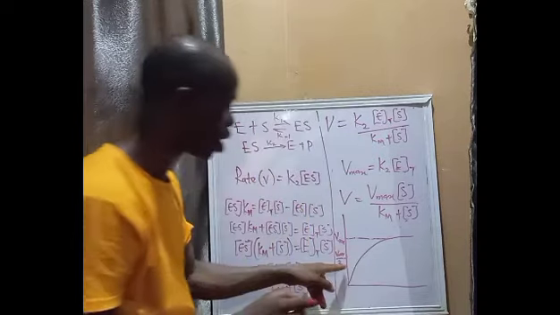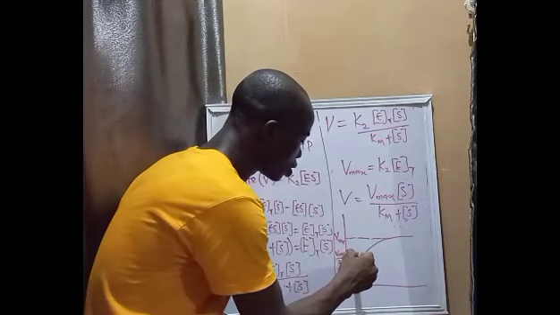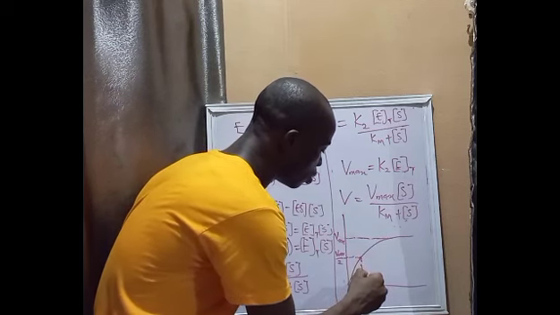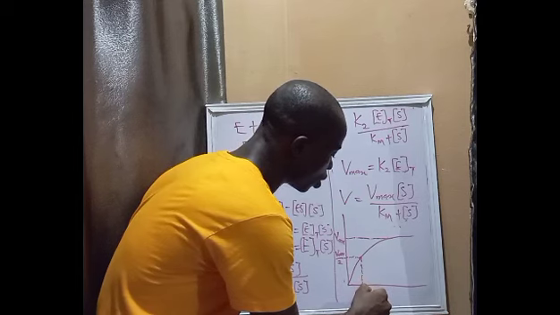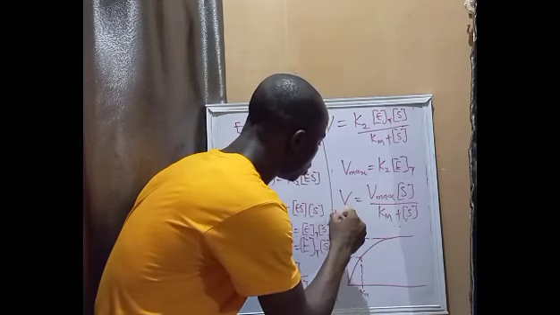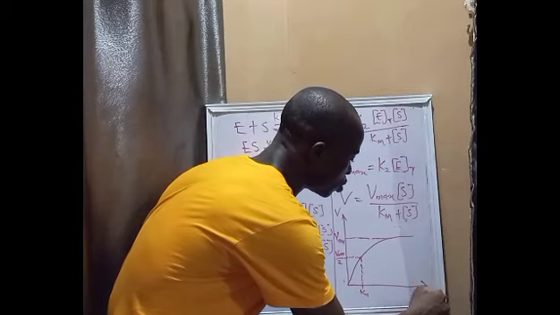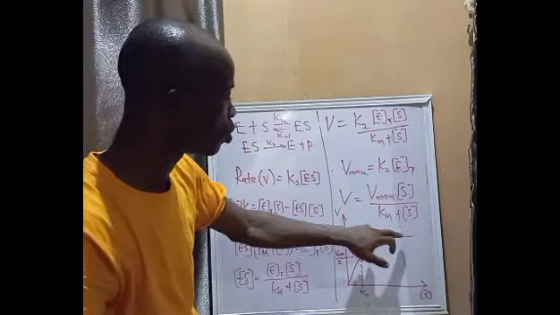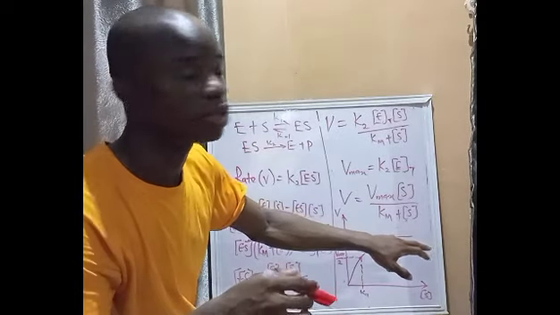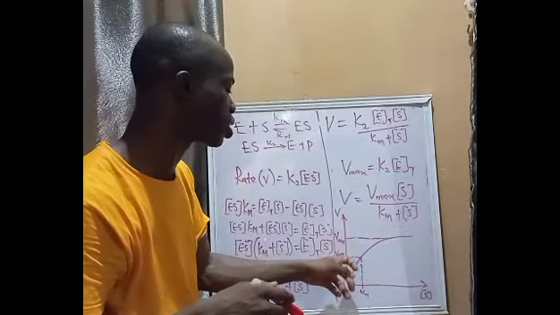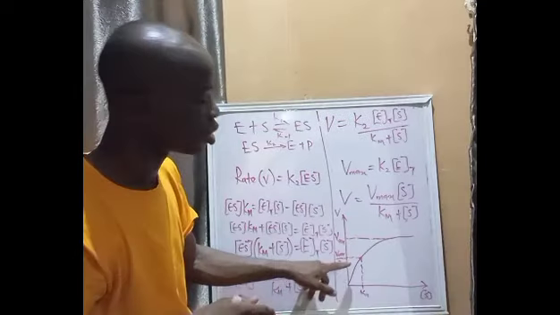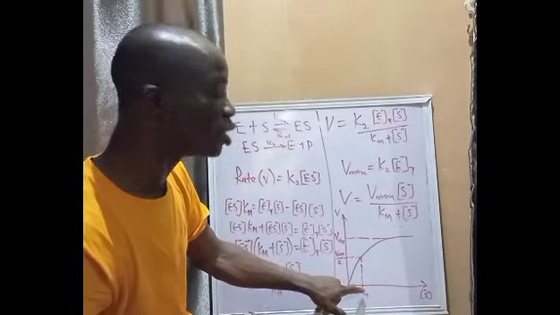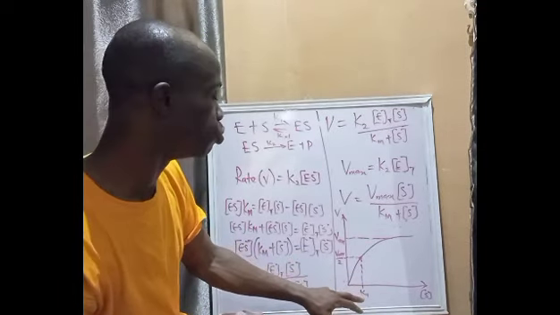If this is Vmax over 2, you can just trace that to this point on the curve on the graph and then trace it down, and that will be your Km. So this is V against substrate concentration. For the Michaelis-Menten graph, this point whereby the velocity is no longer increasing with increasing concentration is your Vmax. And when you find half of Vmax and you trace it back to this curve, and you find the corresponding value horizontally, that will be your Km.